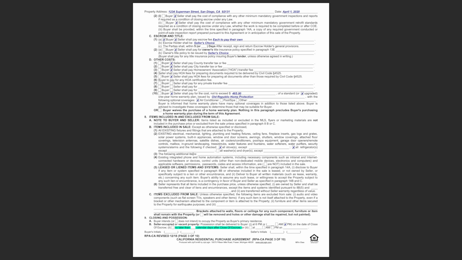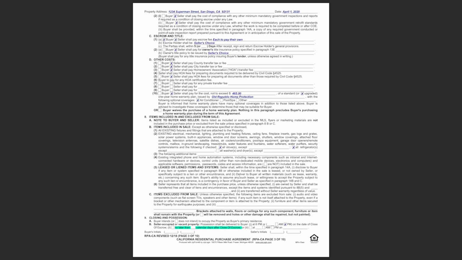As you move forward, you're going to see that leased or liened items are supposed to stay with the property as well, and the seller is supposed to deliver you copies of anything that has to do with those leased or liened items and systems within the home. Everything in the contract is built around sellers disclosing to buyers and buyers doing due diligence to find out the answers that they're seeking for the contract.